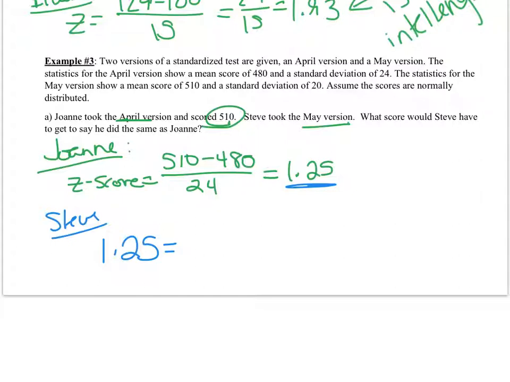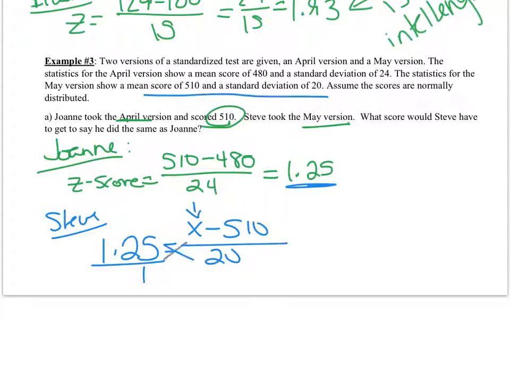So his test in May had a different mean and a different standard deviation. So in order to do this, we have to use the formula slightly differently. Okay, so then we solve this. We don't know what his score is, but we want to find out. So we cross multiply and we get 25. I'll write it up here. 25 equals x minus 510.